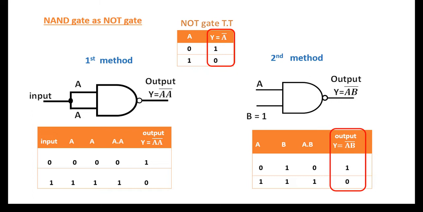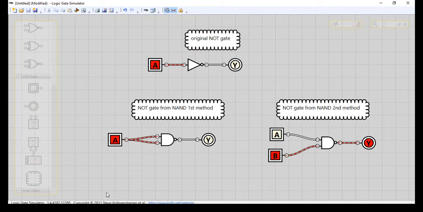That means we have two methods to prepare NOT gate from the NAND gate. Our first method is that when we merge the two inputs of our NAND gate into a single one, then also the NAND gate will act as NOT gate. Likewise, if any one of the inputs of our NAND gate is kept high, then also it will act as NOT gate. Now we will move toward our logic gate simulator, where we can see both these methods and compare the result to our original NOT gate.